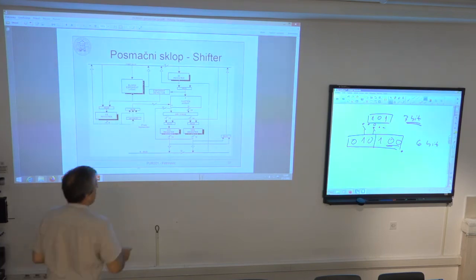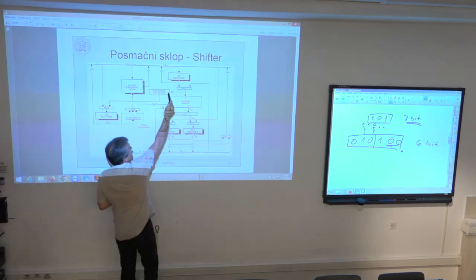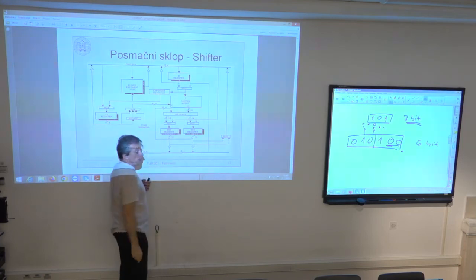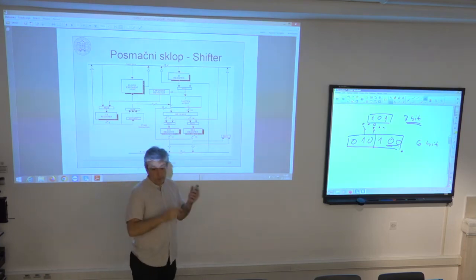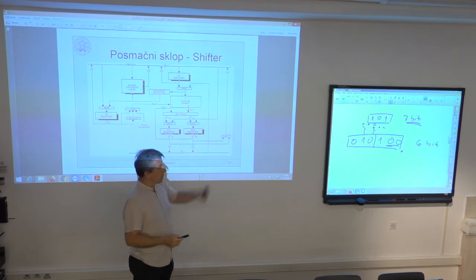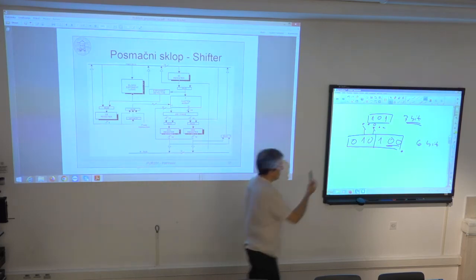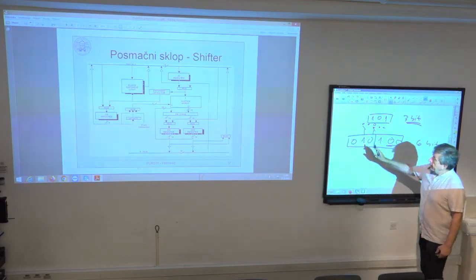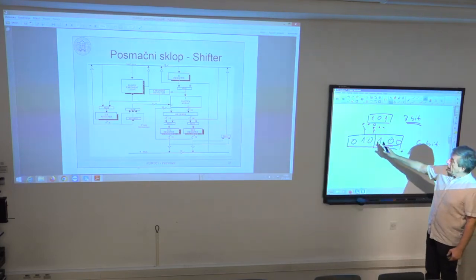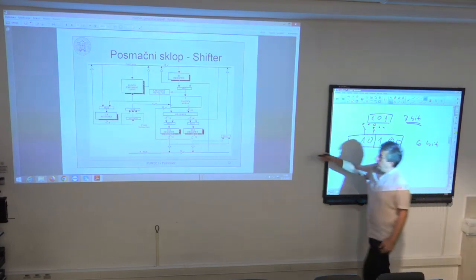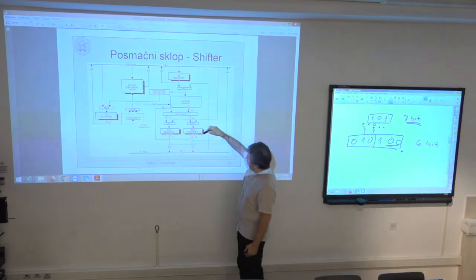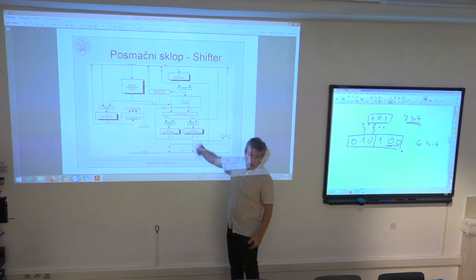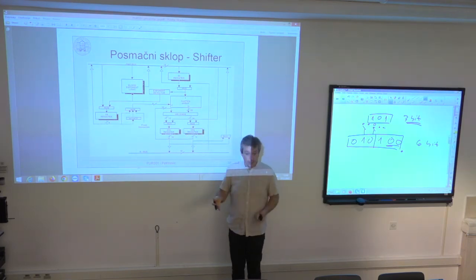In the actual implementation, the input register is 16 bits wide, and the output registers are 32 bits wide, so 16 plus 16. Each of these are 16 bits wide, okay? When shifting, you must say, do I shift relatively to the lower word or relatively to the upper word? Because you must specify the reference.